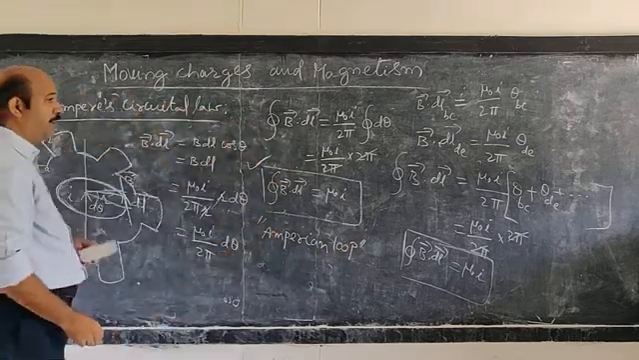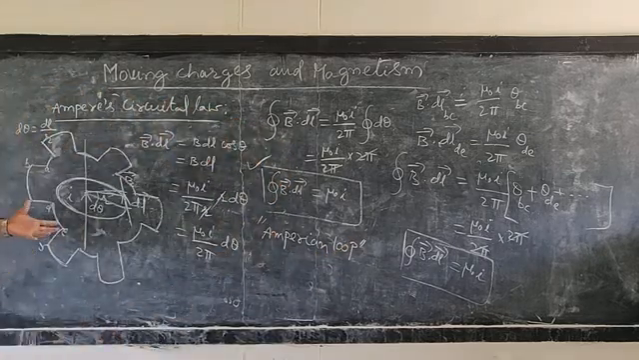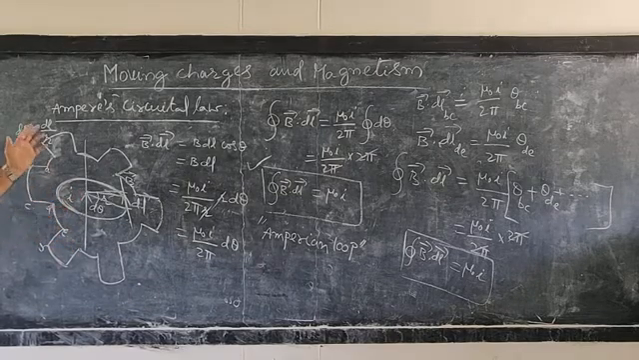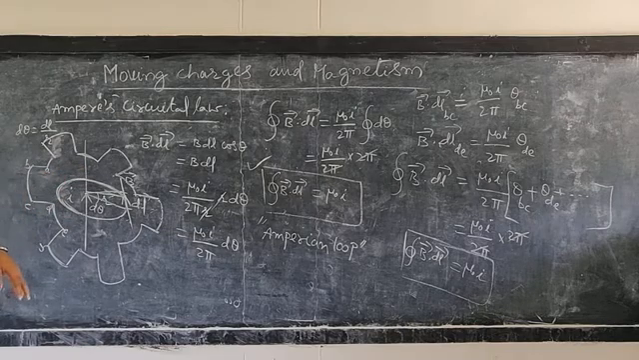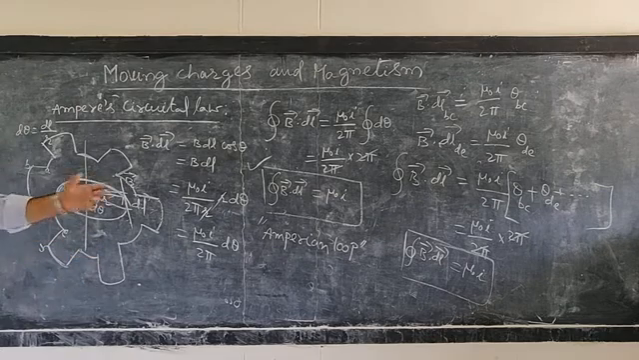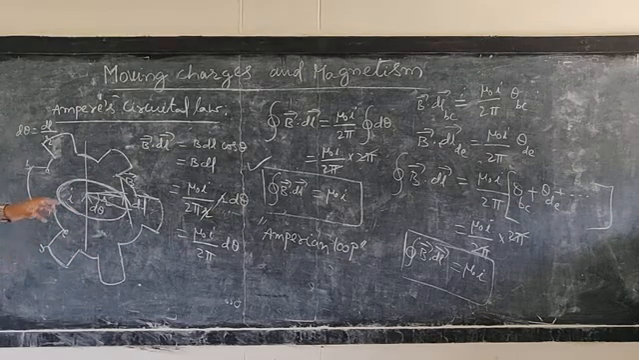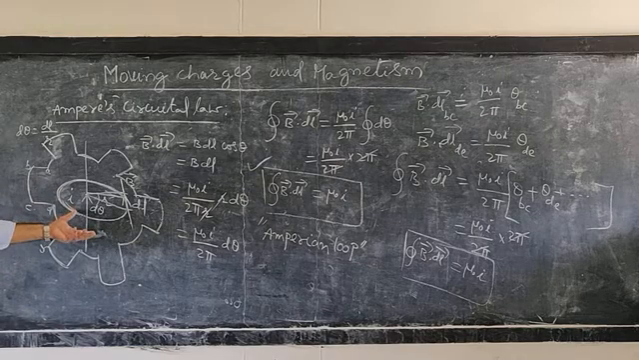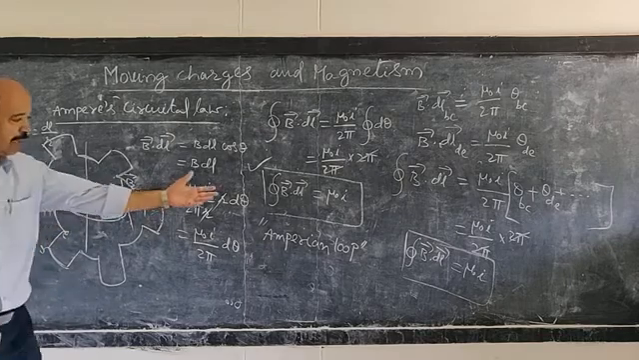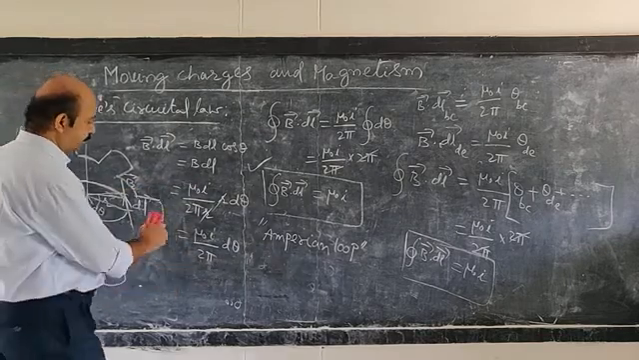Now, what is the use of this law is, if you have some sort of symmetry around the current carrying conductor, then you can easily apply this formula to derive the equation for the magnetic field. So, due to a straight current carrying conductor, the magnetic field at a point at a distance r from it can be easily arrived at using this formula. So, it can be done like this.